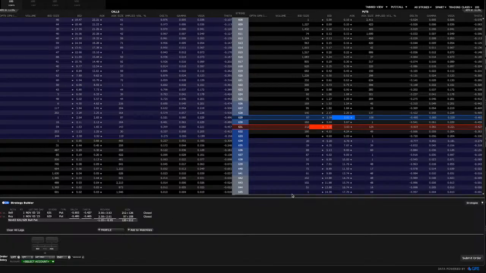Okay, so that's all for today. Hope you understand and are able to get a very good understanding about the credit and debit spread.